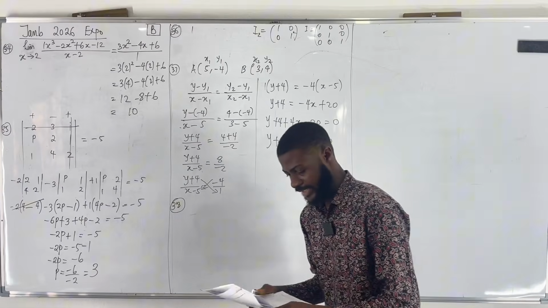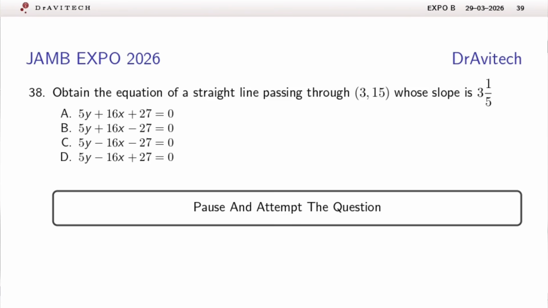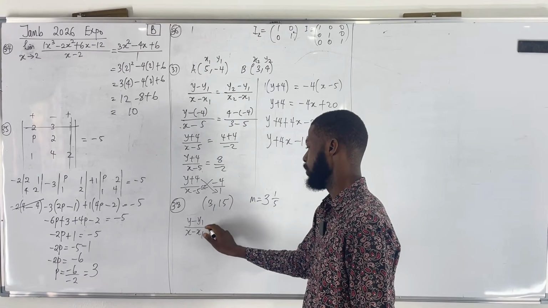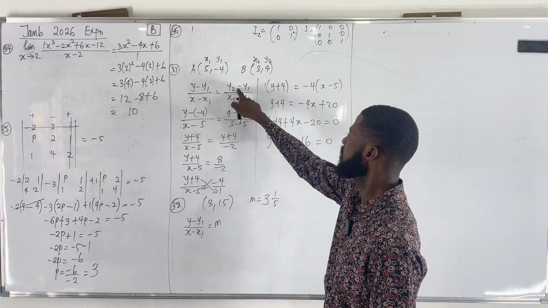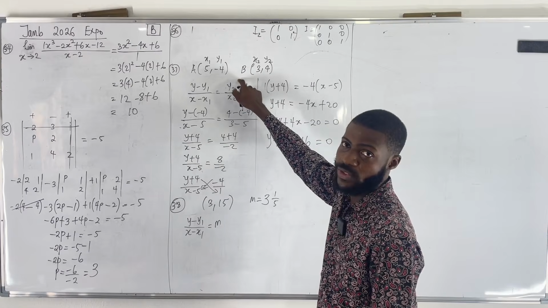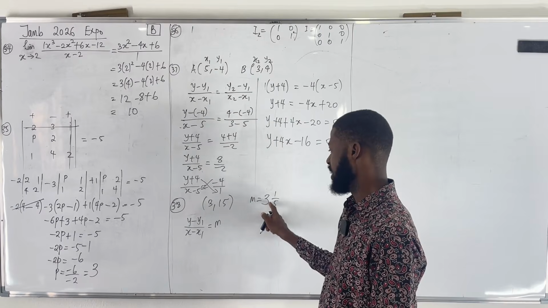The next one is question 38. Question 38 says, obtain the equation of a straight line passing through (3, 15), whose slope is 3 1/5. Now this is also the equation of a line, and here's the formula: (y minus y1) over (x minus x1) equals the slope. The reason this formula is here is because they didn't give us the slope, they didn't give us the gradient. Gradient is the same thing as slope. But now they've given it to us, so let's put it in.